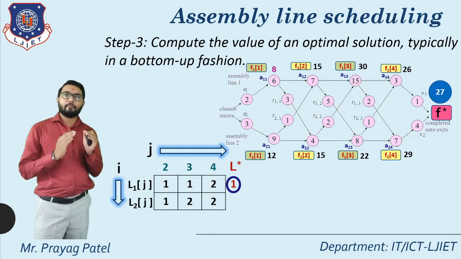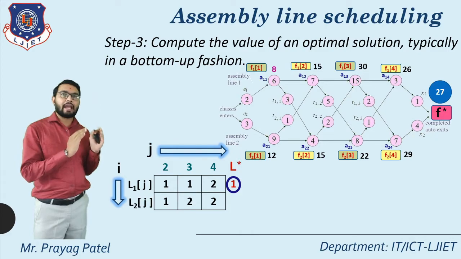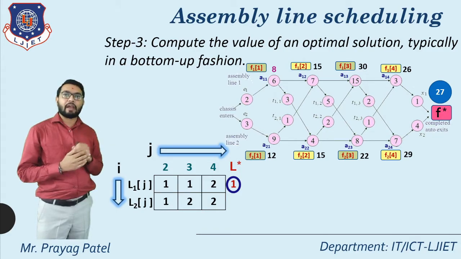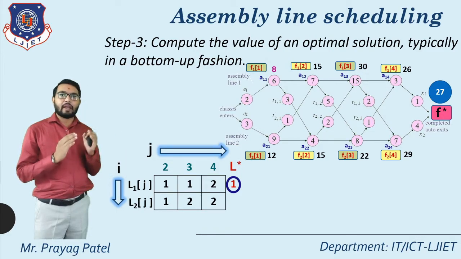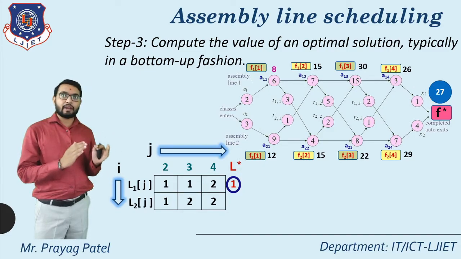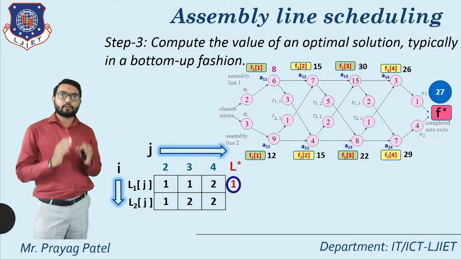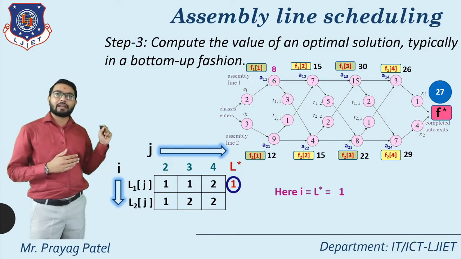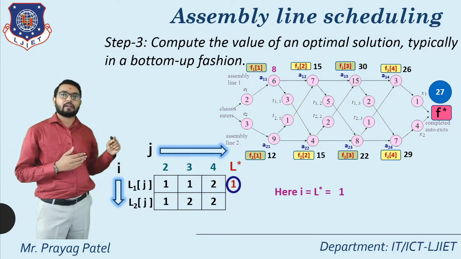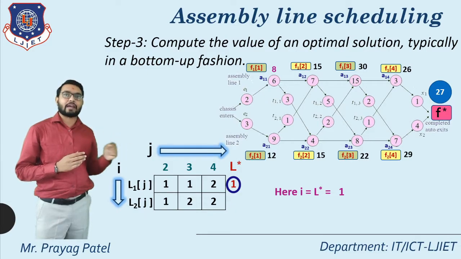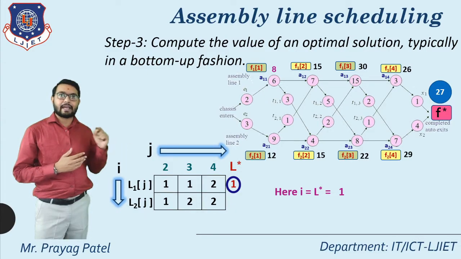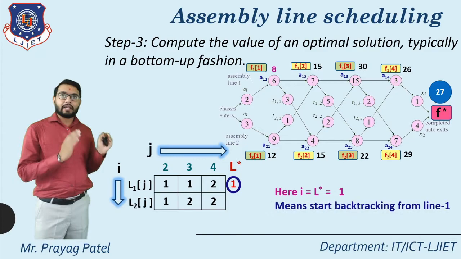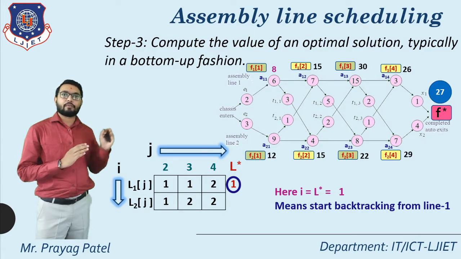Now here the backtracking process starts from the L star location. Means here consider L star: when we found the value of the F star, the value is 27. 27 is obtained from the first line, first option. So we can say that L star equal to 1. Now start from the L star. Here L star equal to 1 means we find the value of I as L star. Initially consider the value of I as L star. So here I equal to L star equal to 1. Now that means we start the backtracking process from line number 1.